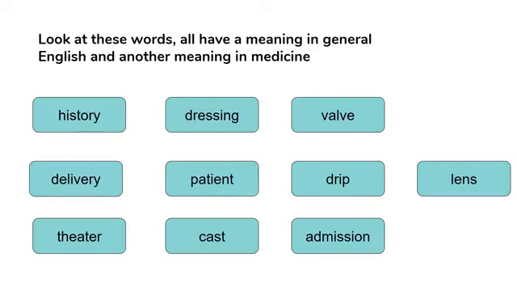Look at these words and try to figure out their meaning in medicine. Actually, sometimes the meaning in general English and in medicine are related. For example, the word history. It means a story in the past, in general English and in medicine. In medicine, it is the story of the patient, medical condition or illness.